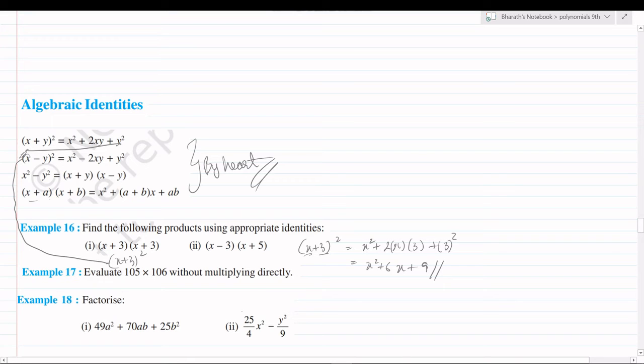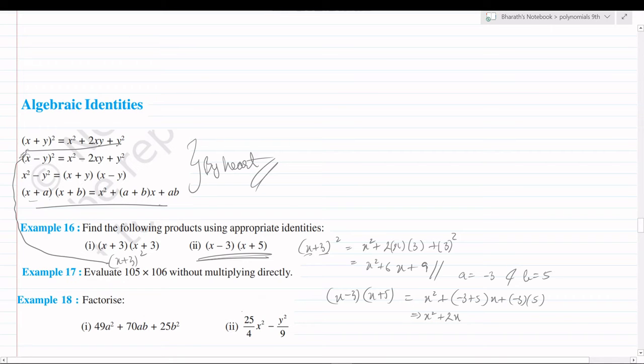And when it comes to this, use this identity. Let me do it. Show x minus 3 into x plus 5 is equal to x square is common, plus instead of a and b, where a is equal to minus 3 and b is equal to 5. So we take minus 3 plus 5 into x plus ab, minus 3 into 5. So the final answer we get is x square plus 2x minus 15.